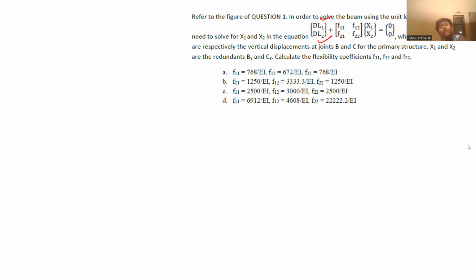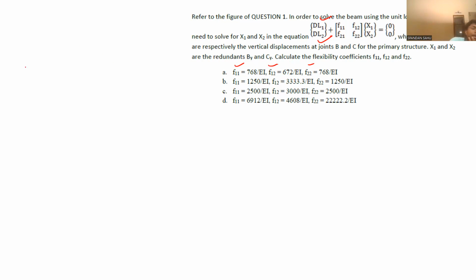So what is F11? Displacement at 1 due to unit load at 1. F12 is displacement at that node due to unit load at 2. F21 is displacement at 2 due to unit load at 1. F22 is displacement at that point due to unit load at that point only. Got it? Yes, sir. Now this matrix, all those components, we need to derive.